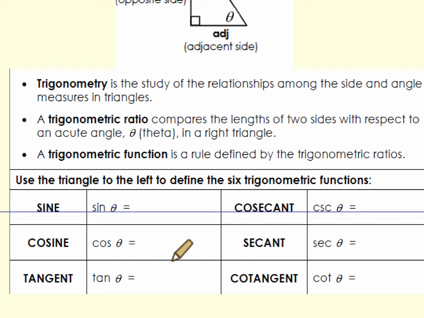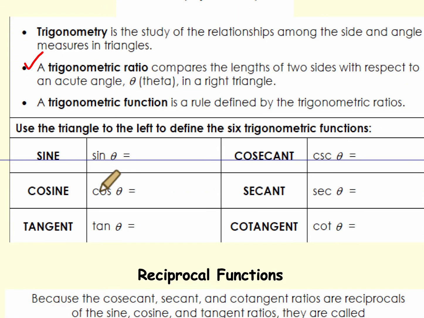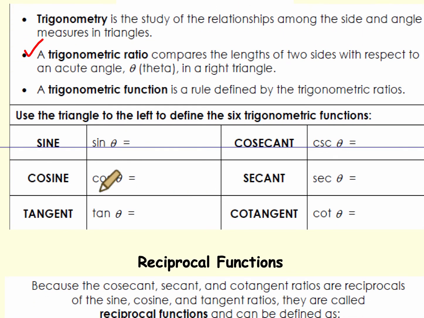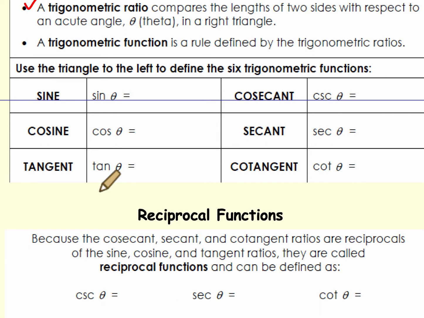Okay, and it looks at how the angles determine the side measures in right triangles. We have 6 trigonometric ratios, which is just basically the name of any two sides written as a ratio. And a trig function is a rule defined by those trig ratios. So the first one we're going to go over is the sine function. And the sine function is defined as opposite over hypotenuse.